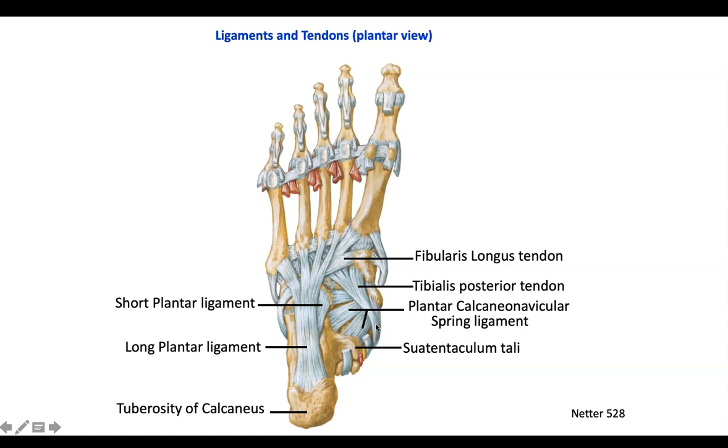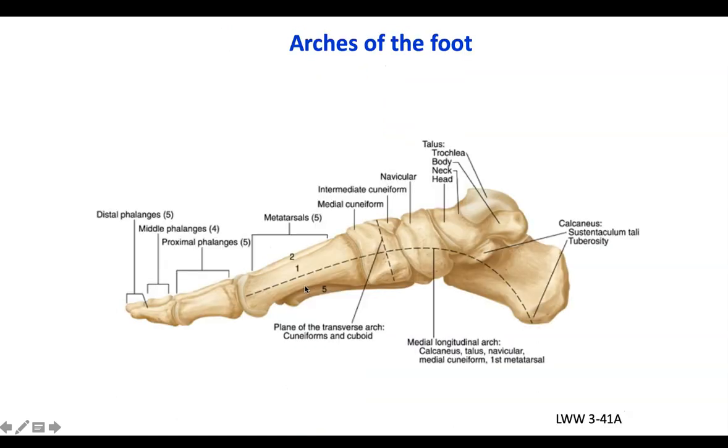and that is also called the spring ligament. Another muscle tendon, see, this is the tibialis posterior tendon, crossing the bones of the foot from the medial to the lateral side. So the tibialis posterior tendon passes along the medial border of the foot, and the fibularis longus tendon passes along the lateral border of the foot, and these two muscle tendons hold most of the bones of the sole of the foot and help in maintaining the arches of the foot.